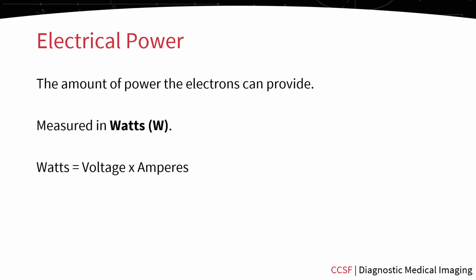The last unit of measurement I want to talk about is the watt. And the watt is the amount of actual power the electrons can provide. So you might be asking, what's the difference between watts and volts? Well, remember that volts are potential power and watts are actual power. So if you have 3 volts going at 2 amps, the total power is 6 watts.